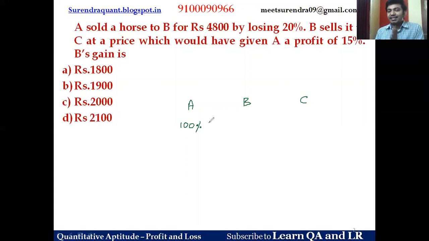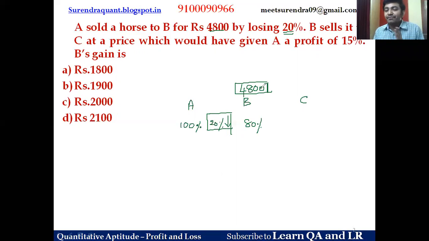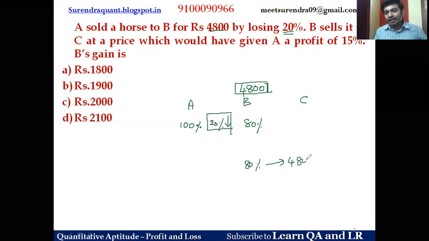But A is selling to B for how much? For 4,800 rupees. So if A is selling to B for 4,800, this is the CP of the person B. And A got a 20% loss in this transaction. So A is selling it for 20% less than 100, which means A is selling for 80%, right? So A is selling to B for 80%, and that 80% is the amount paid by the person B, which is 4,800. So if 80% is 4,800, then what is the CP of A? A purchased for 100%, right?